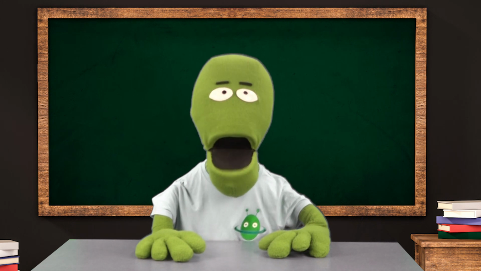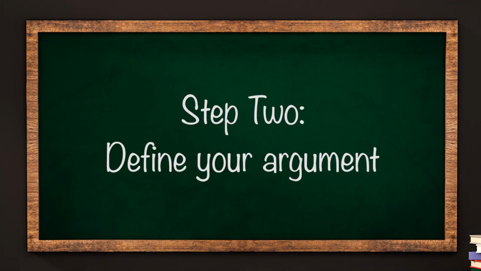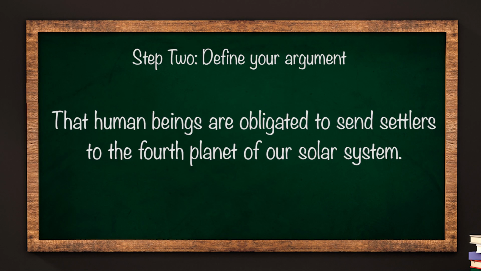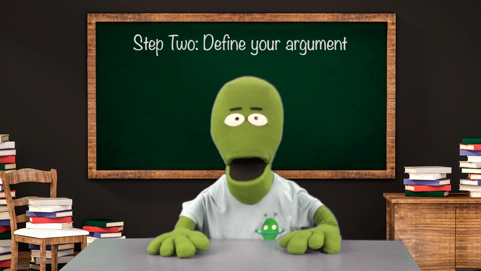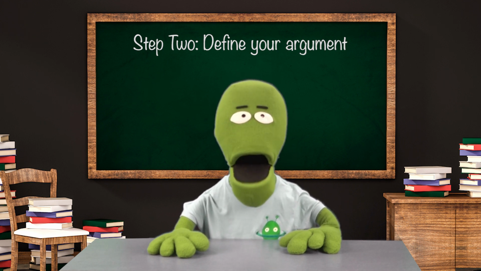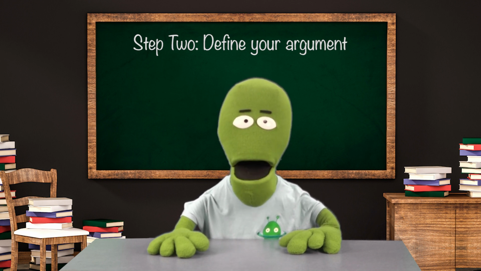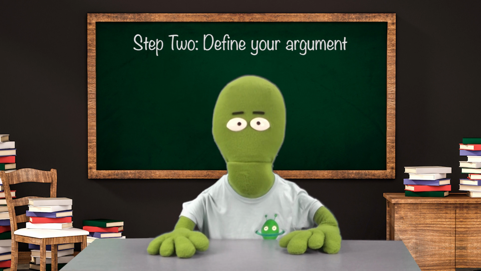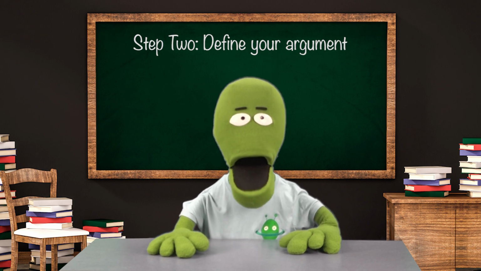This is the second step, defining your argument. Therefore, the topic for this debate means that human beings are obligated to send settlers to the 4th planet of our solar system. The definition of the key words may vary between the affirmative and negative team. This won't be an issue most times, however one team may manipulate the dictionary definition to purposely bias their side of the argument. This can be rebutted by the opposition.